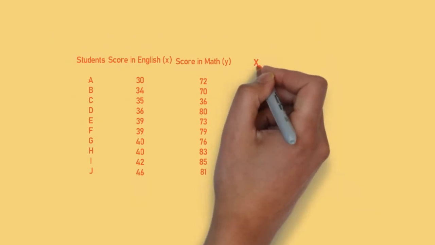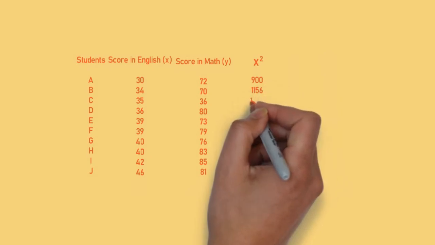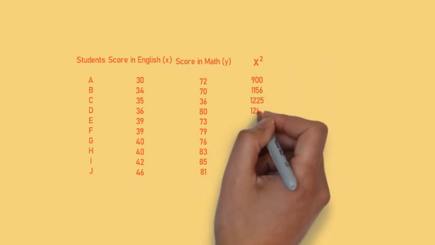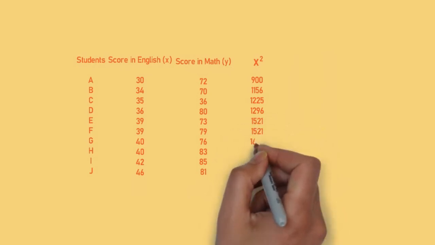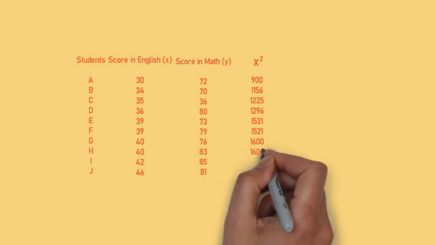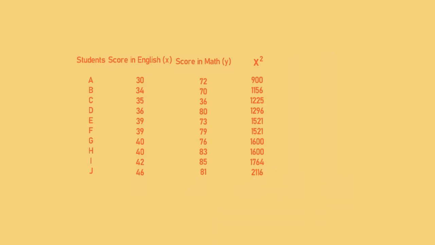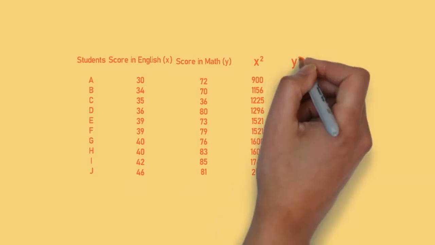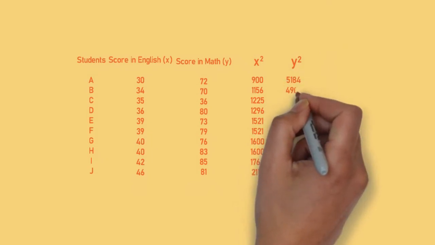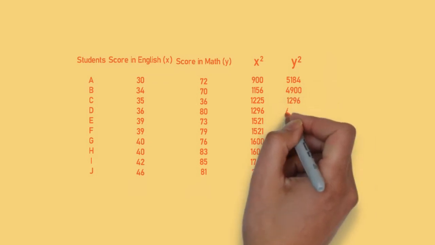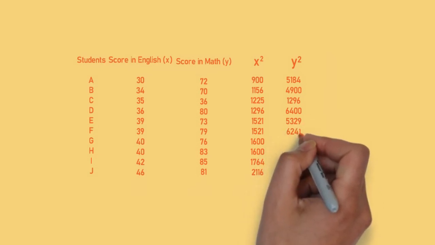Next we square the score in English. So 30 square is 900, 34 square is 1156, next 1225, next 1296 and continue. Okay, then the next step is Y square. So 72 square is 5184, 70 square is 4900 and continue.